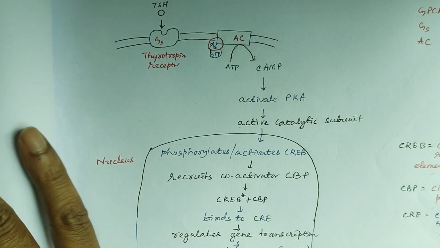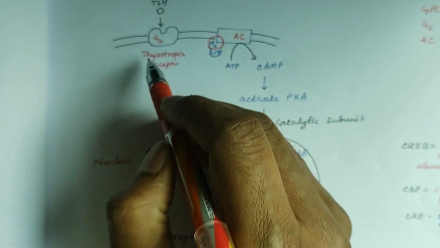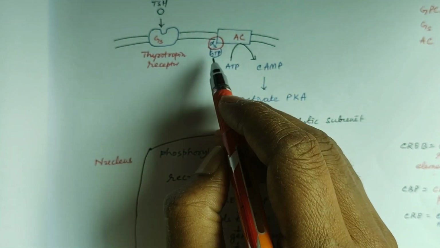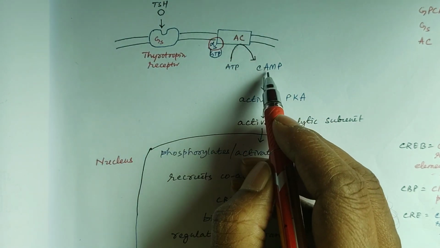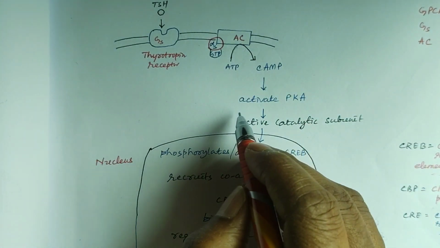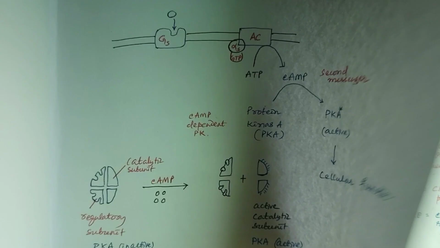So when there will be binding of TSH with the thyrotrophin receptor, there will be activation of the alpha S GTP, and this alpha S GTP will bind to adenylate cyclase. There will be formation of cyclic AMP from ATP. So this cyclic AMP activates the protein kinase A. So how does it do this?